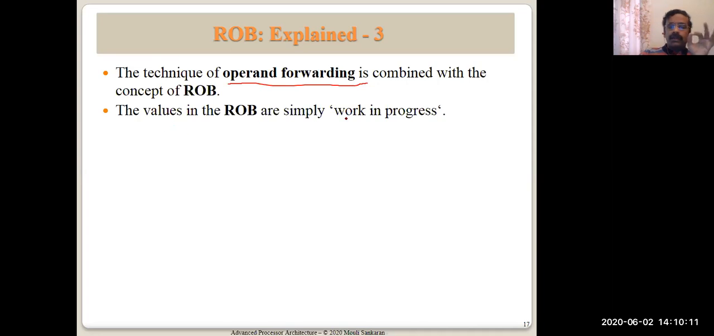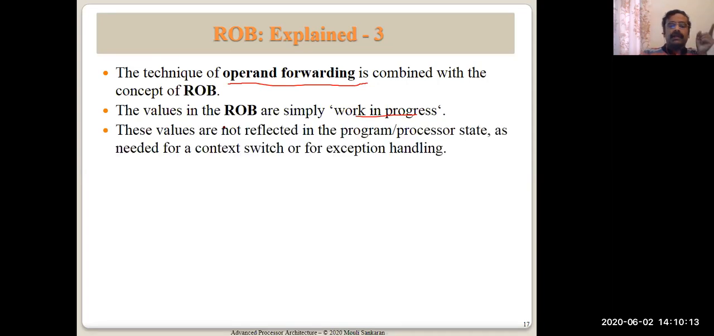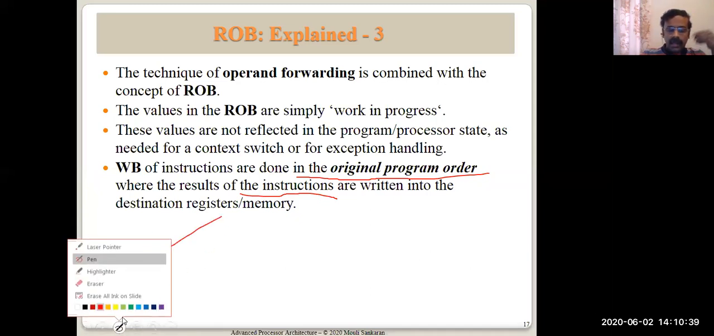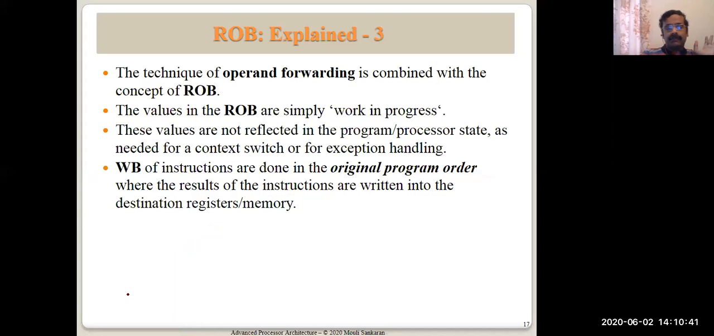So the values in ROB are simply work in progress. These values are not reflected in the program or processor state as needed for a context switch or for exception handling. I explained this already. These are all to enable the instruction execution. So write back of instructions is done in the original program order, where the results of the instructions are written into the destination registers. I hope these explanations add to what I have explained in the class.